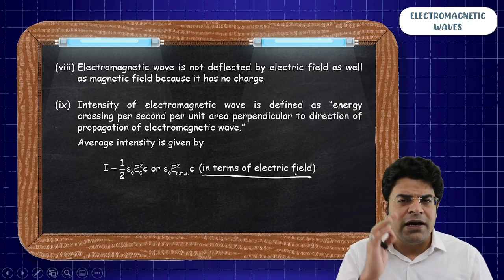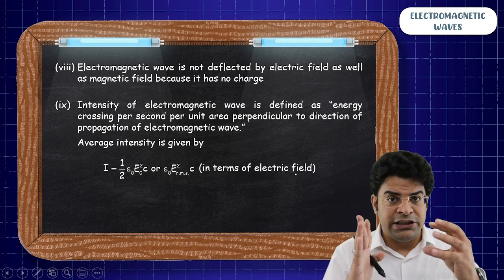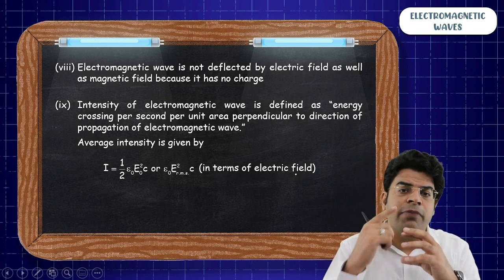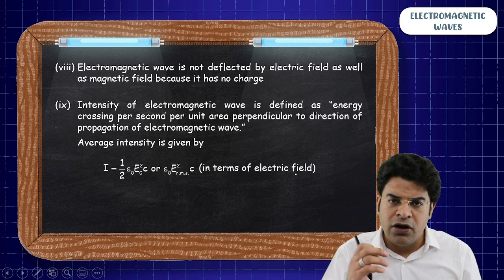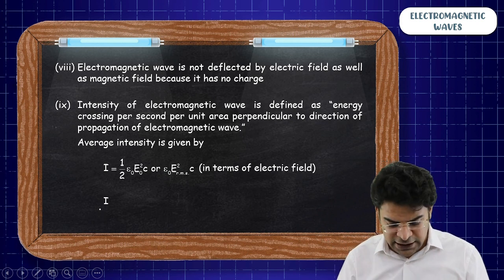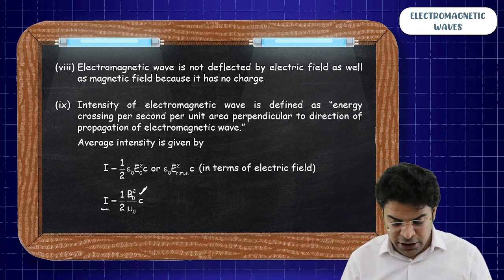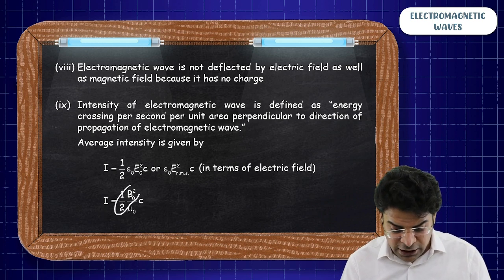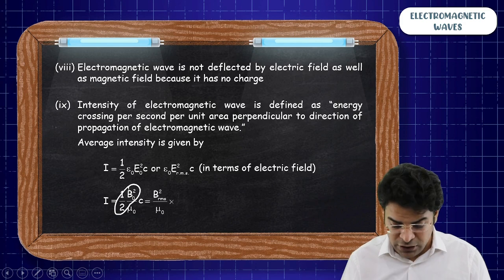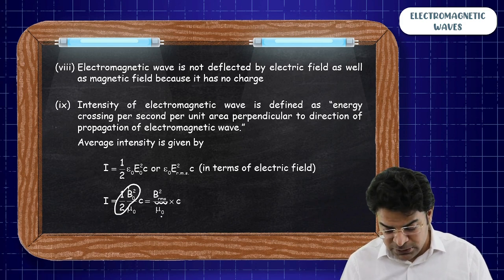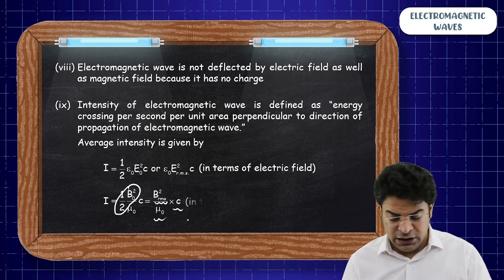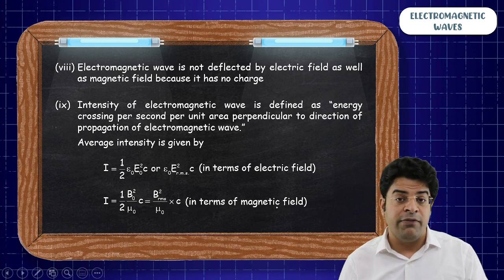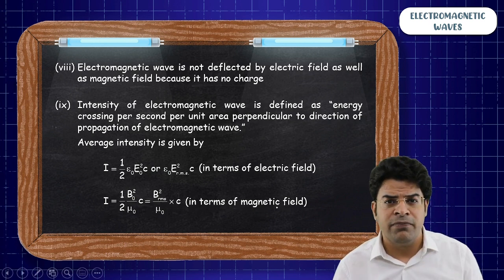And when you have to write the same intensity, which is the energy transferred by the EM wave per unit area per unit time, it can also be written in the form of magnetic field as intensity equals B peak whole square by 2 mu naught into C, and in place of B peak whole square by 2 you can write B RMS whole square, or that can also be written as B RMS whole square by mu naught into C. This is how you write the intensity of EM wave in terms of magnetic field.